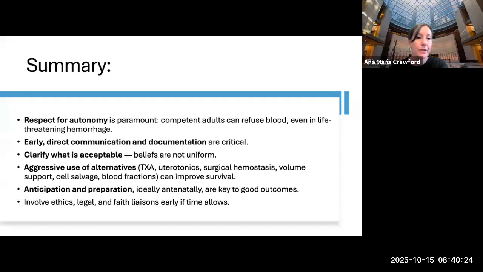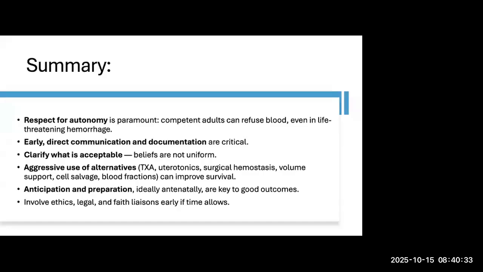We talked about alternatives. TXA is tranexamic acid. Do you have that in your setting, Dr. Kimiani? Do you use that in these situations? Yes. It's actually recommended that we use it in all these situations, so it's not a problem.